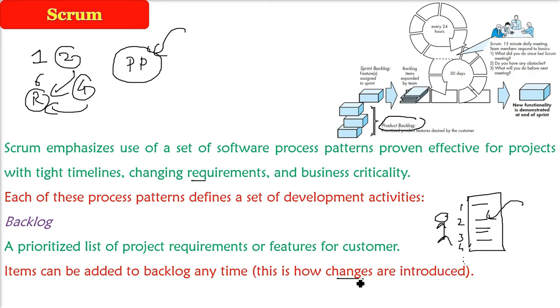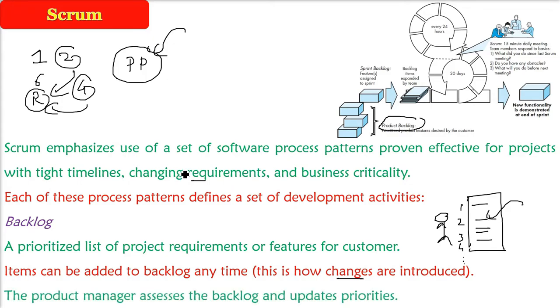That is how change is introduced. Agile methodology is all about change. Now, here is a product manager. That is the key person. He assesses the backlog and finds out which one is given more priority, which we have to develop first. He decides depending upon the backlog. So these are all the requirements. He says, okay, this is important, so we'll shift it over like that.